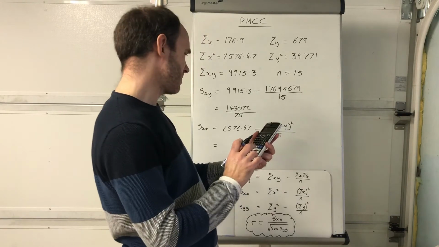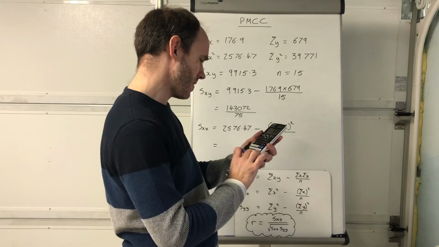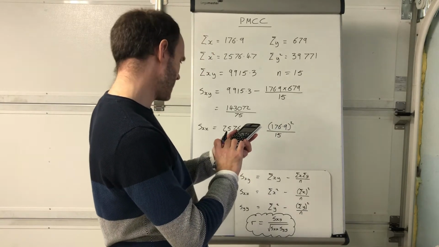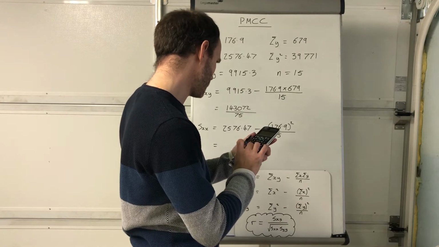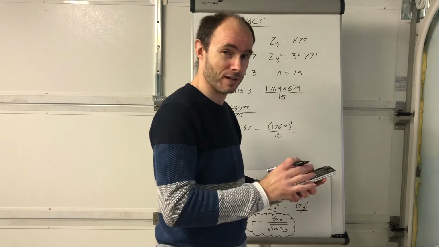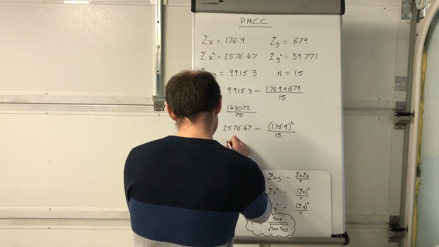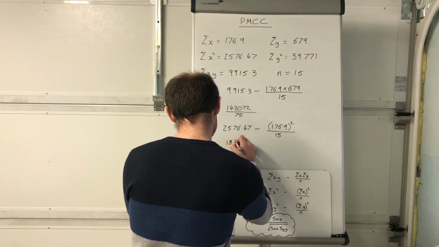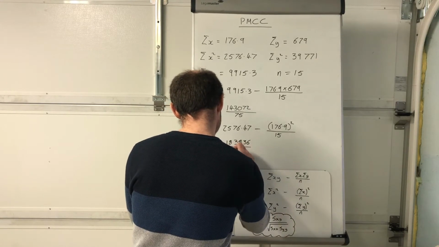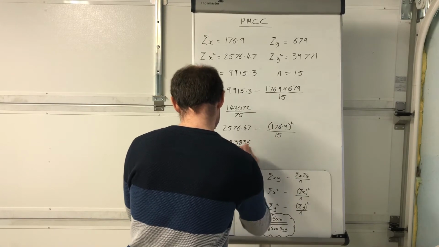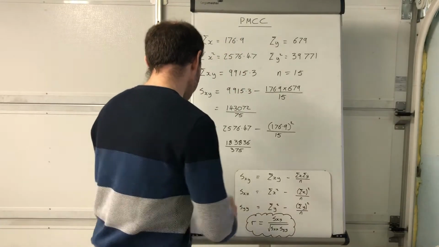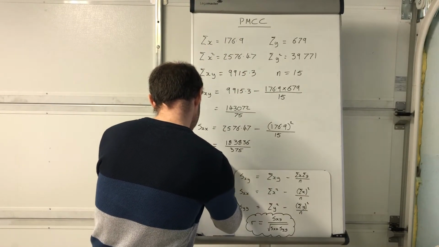So it's 176.9, square that, divided by -15, and then add 2,576.47, an even nastier looking number. So this is kind of why I use fractions. 183,836 divided by 375, and the decimal just looks even nastier. So that's that, and then SYY is next.